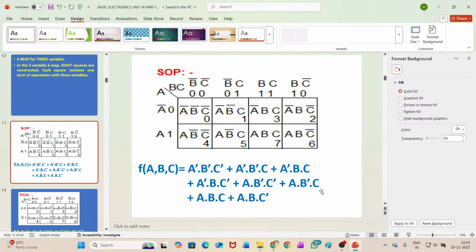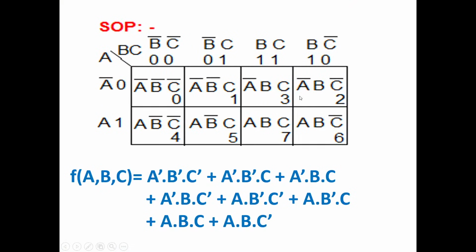So let me expand the screen. So you just add all these products. This is it. This is our function ABC in terms of the sum of the product. If anyone wants me to repeat, you just mention it in the chat box.